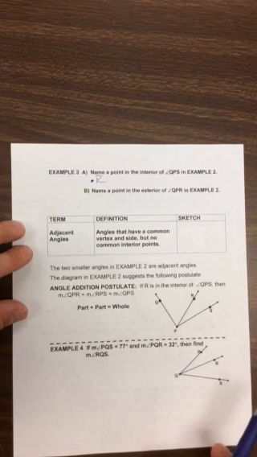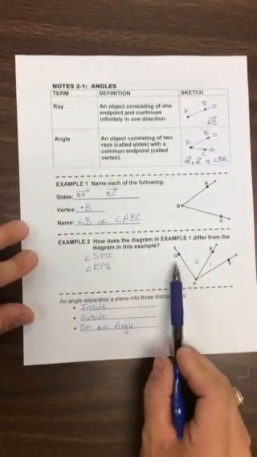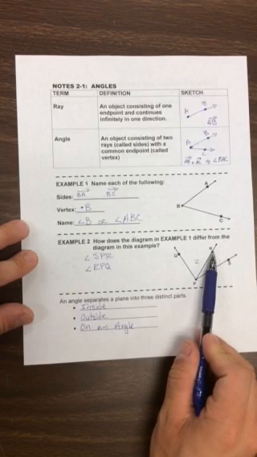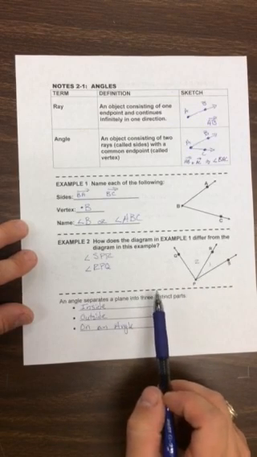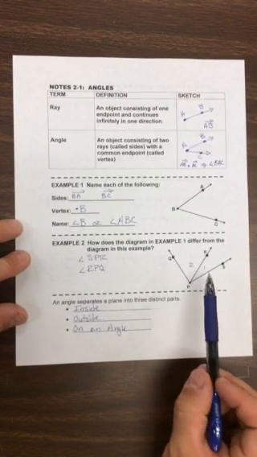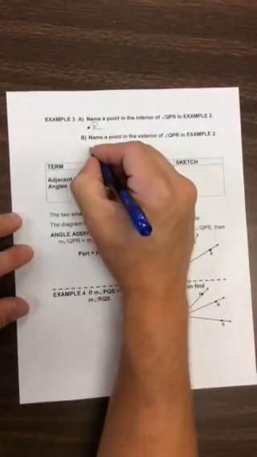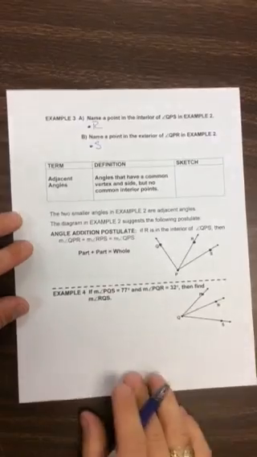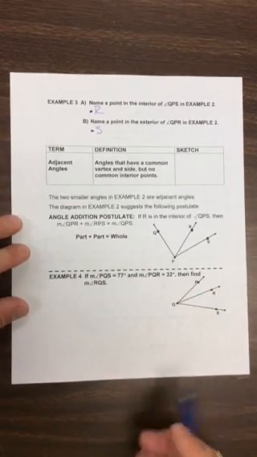Part B. Name a point on the exterior of QPR in example 2. Well, looking at the first example, QPR in example 2, looking for something on the exterior. Exterior is another way to say outside. So outside of that would be point S. So we're going to say that point S is on the exterior of angle QPR in example 2.